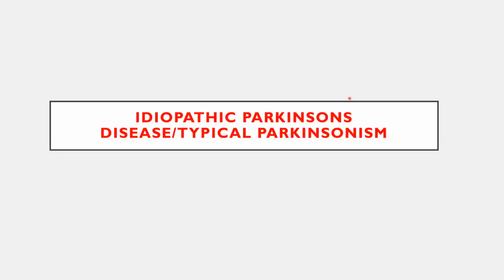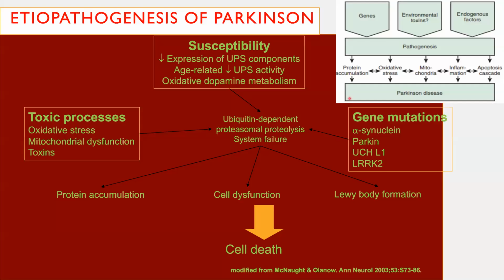So let us come to the typical, that is idiopathic Parkinson's disease. This belongs to the typical group of Parkinsonism. We'll study first this one. So etiopathogenesis is predominantly thought to be environmental factors or toxins or endogenous factors or sometimes genetic mutations that will lead to abnormal accumulation of the protein, oxidative stress, mitochondrial injury, finally leading to the apoptosis of dopamine producing cells in the substantia nigra and midbrain that will lead to Parkinson's disease.